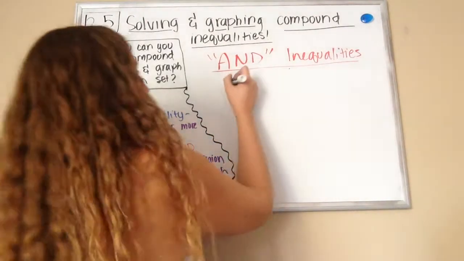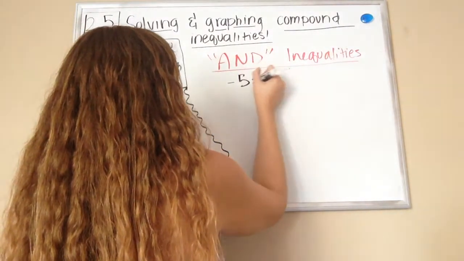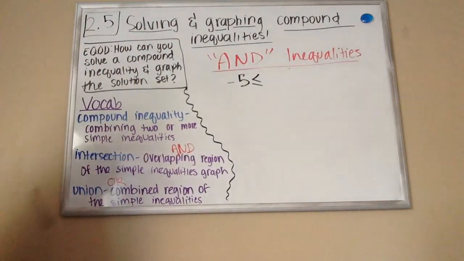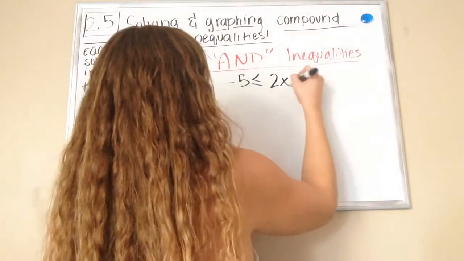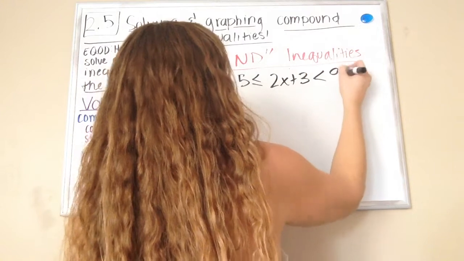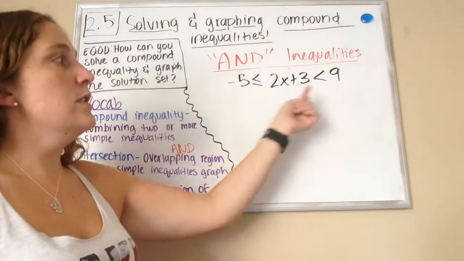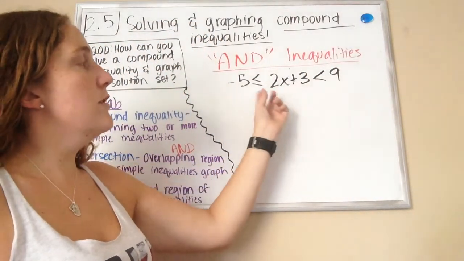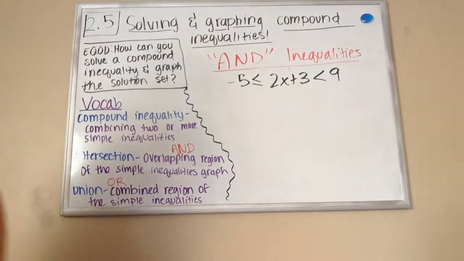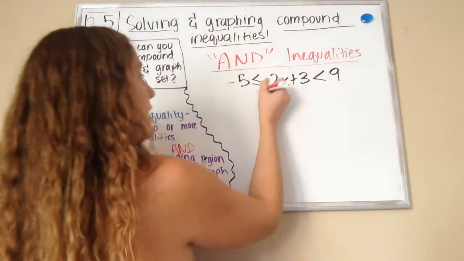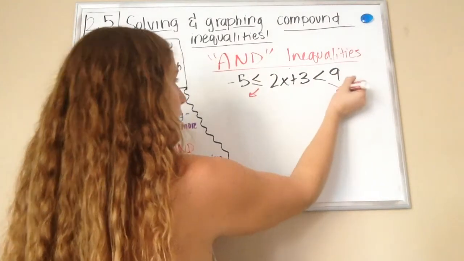We have negative 5 is less than or equal to 2x plus 3, which is less than 9. So notice the two signs, right? The two different inequality symbols, and we've got a complex inequality. So what we're going to do is break this into two different pieces so that it's simpler for us to solve.